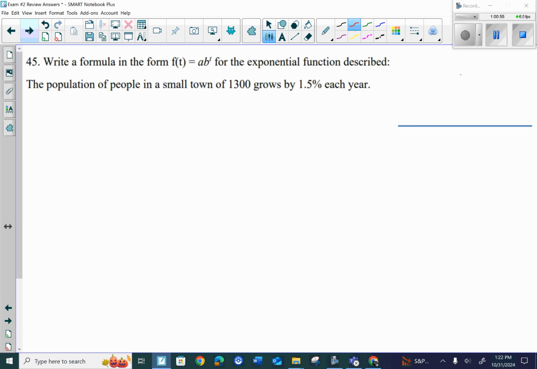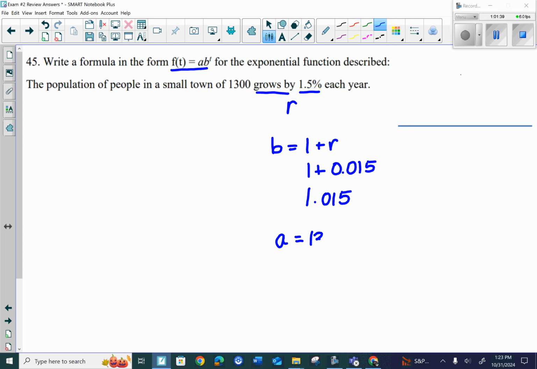Number 45, pretty easy after 44. You're again asked for an exponential model. The formula in the form a b to the t for the exponential function described. The population of people in a small town of 1,300 grows by 1.5% each year. So that's a growth rate. That's r. So b is going to be 1 plus r, and r is 0.015 as a decimal, 1.5%. So b is 1.015. A was 1,300. That's the initial value of the small town. So my exponential model is f of t equals 1,300 times 1.015 to the t.